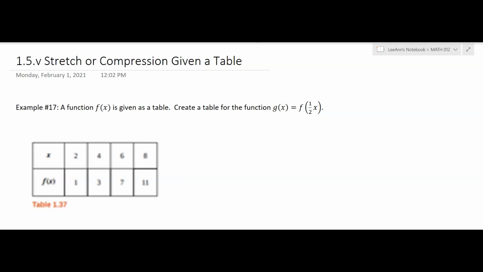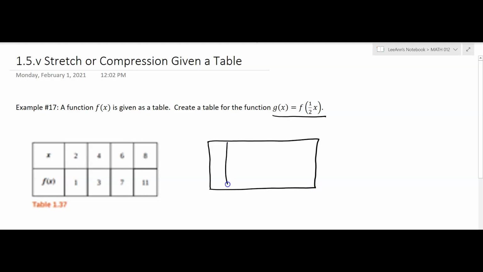Okay, so this time they give us a table, and we're going to create a table for a new function based on the original function. So we're going to do g of x. I'm going to go ahead and make a table. And we have x, and we're going to put g of x down here.